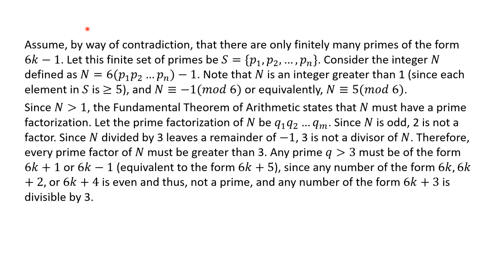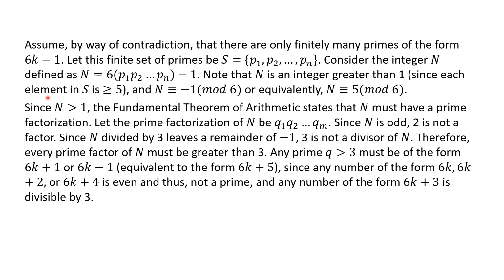So as I noted, the approach I'm going to take here is proof by way of contradiction. So assume there are only finitely many primes of the form 6k minus 1. Let this finite set be S, P1, P2 up to Pn, and then consider the integer capital N equals 6 times the product of the elements in S minus 1. Note that N is an integer greater than 1.